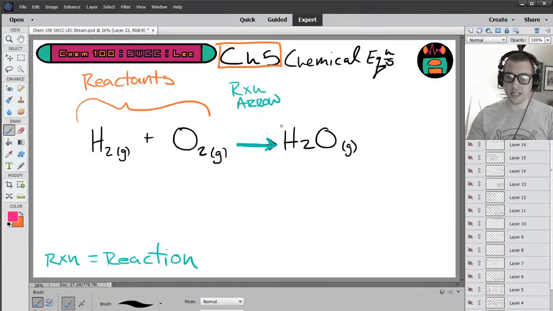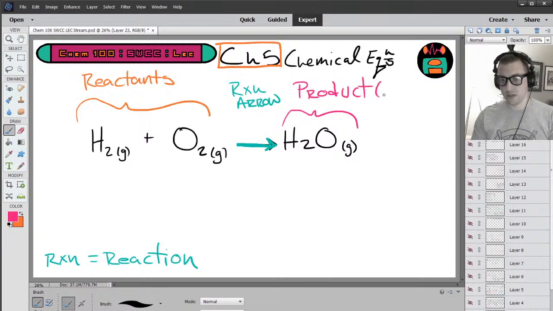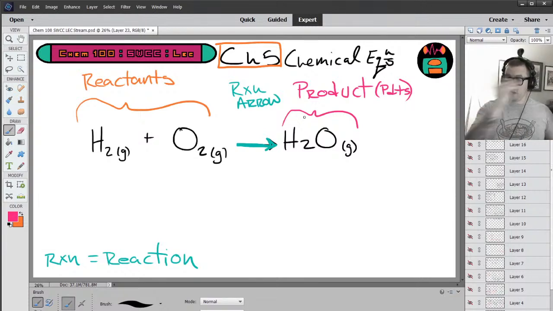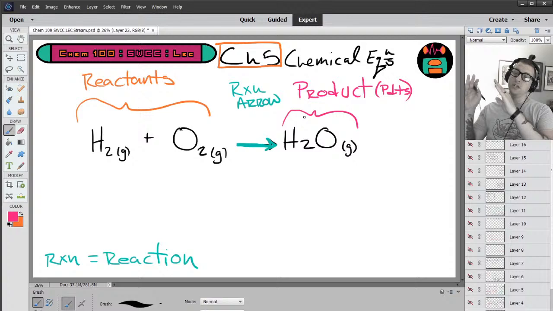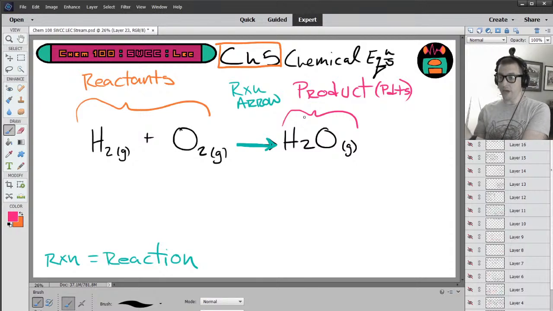And to the right, you have the products, which I'm going to write as PDTS from here on out. All right, so you've got the reactants in your chemical reaction, reaction arrow, products. Reactants are what you start with at the beginning of the reaction. The products are what those reactants turn into as they move from the beginning to the end of the reaction.